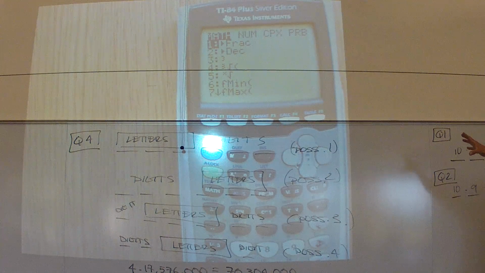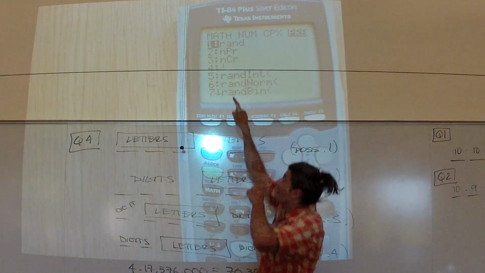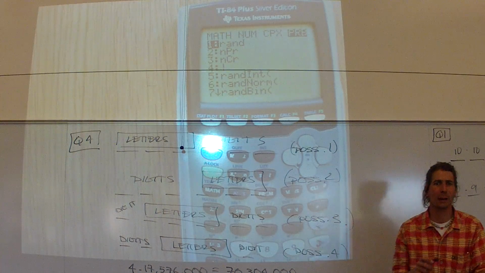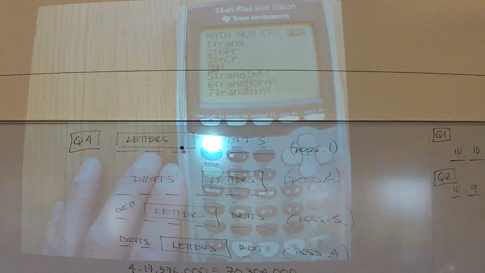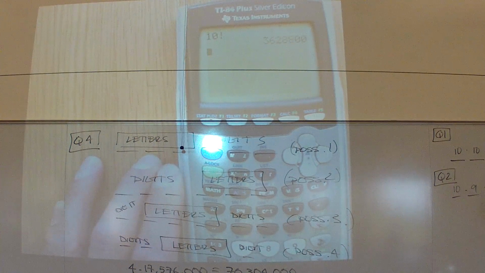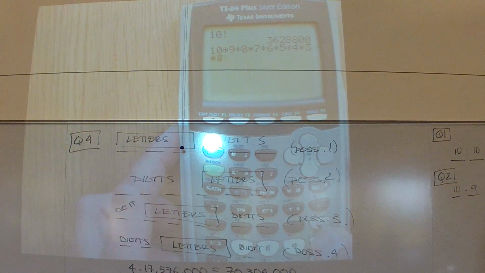So, you're in here. Remember when we go to the PRB menu sometimes? I've had you guys go over there occasionally. You go over to PRB, and it's the 4th option down. You guys have predominantly been using the 5th option right here, the rand int. It's right above it, the 4th option. Then you strike enter, and that just does the 10 times 9 times 8 times 7 times 6 times 5 times 4 times 3 times 2 times 1.